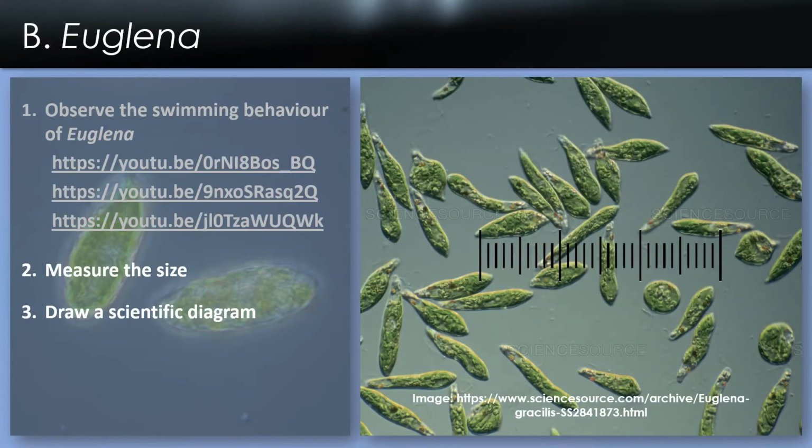So like with the paramecium, what you're going to do is also measure the size and draw a scientific diagram of Euglena. So there's a diagram there. They're a little bit too small to show the entire depth of the field, so you have to use exclusively the ocular micrometer to measure the size of the paramecium and enter that in table 5-1.